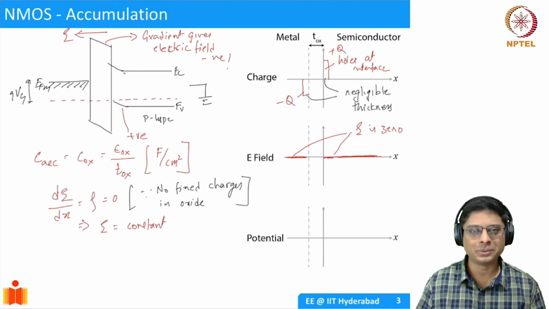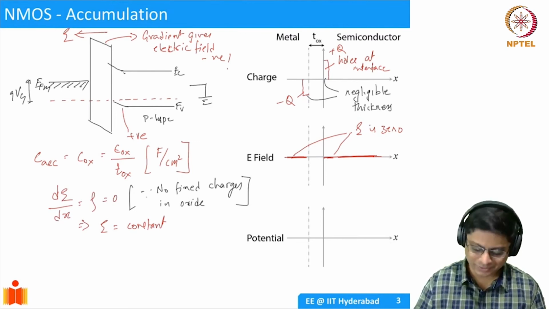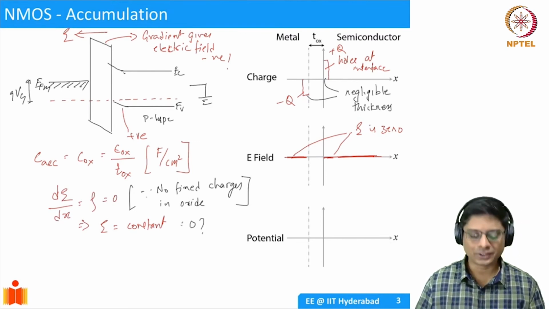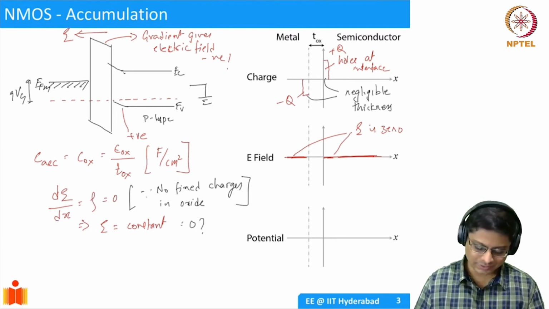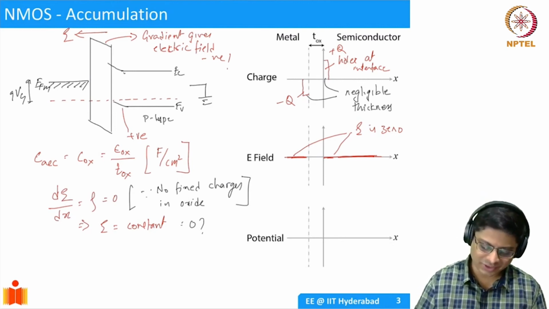Will it be 0? Because outside it is 0. Will it be 0? Well, it cannot be 0. The reason is we know that there is a positive and negative charge, right? And always when we mentioned that there is a sheet charge here, right?